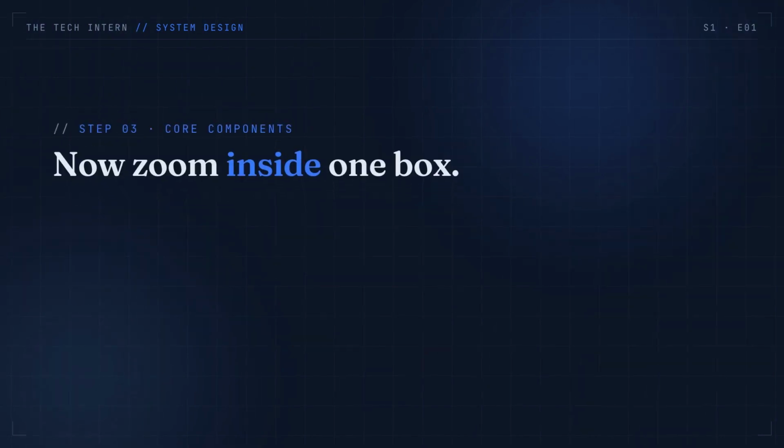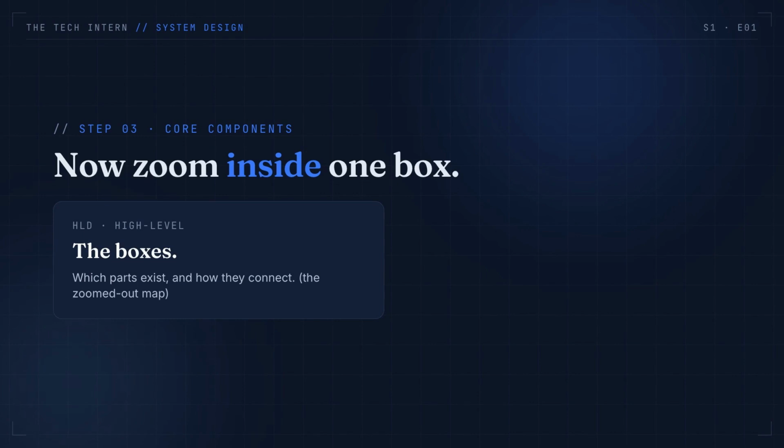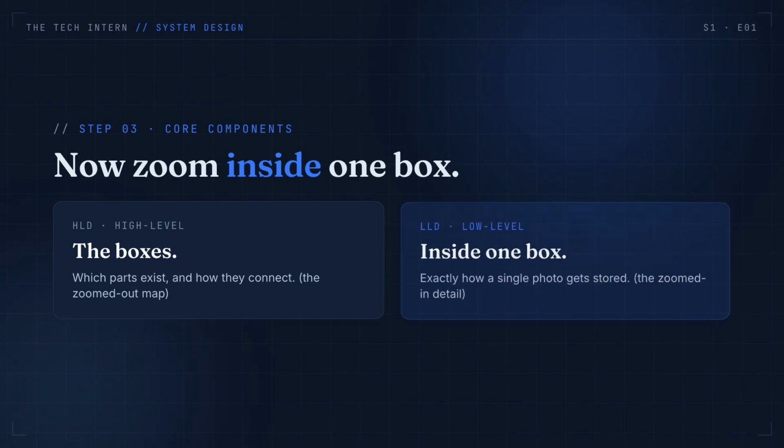Step 3. Core components. Now we zoom inside one box. The boxes and how they connect. That wide view is high level design. HLD, the map. But how one single photo gets stored inside the database, that close up is low level design. LLD, the street view. Same system, 2 zoom levels. Today we're staying up on the map.